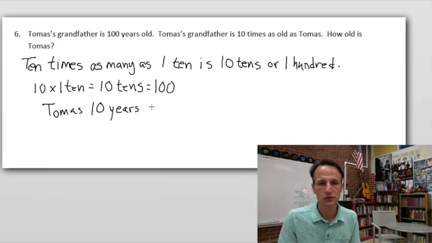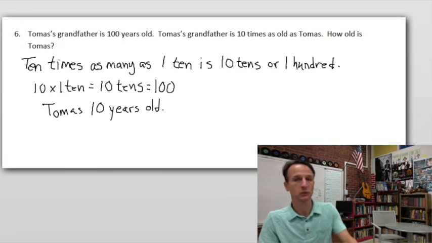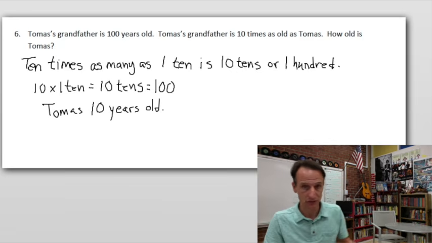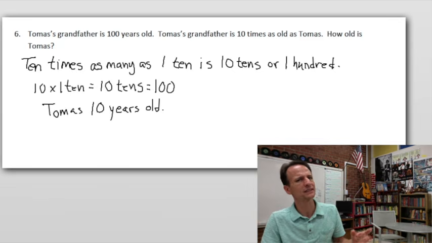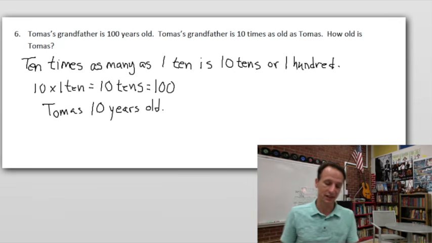Now, if you were to do this backwards, your answer would not make sense. So when you assess the reasonableness of your answer, you ask, does this make sense? If you did this backwards and said Tomas is, well, 10 times 100 is 1,000. Tomas must be 1,000 years old. That doesn't make sense in many ways, right? So you say, something's wrong, let me go back.